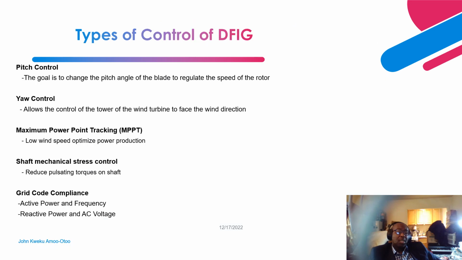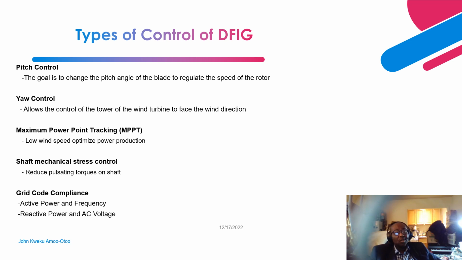And this is a full scale converter that can be connected in a back-to-back configuration that is integrated to the grid. Now let's talk about the types of control schemes that we can have for wind turbines, and as a matter of fact, the doubly fed induction generator as a whole. The first one is pitch control, and the goal is basically to regulate the speed of the rotor when there's a high wind speed. So we regulate the pitch angle on a longitudinal axis to increase the pitch angle, then basically we slow the speed of the rotor down.